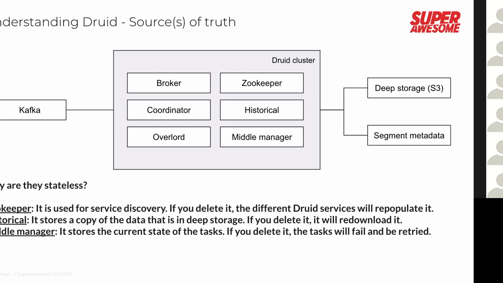Okay, so this is under normal Druid operations. If you assume that you have some segments and data has been indexed, you know that you can at any point in time delete any Druid service, including its data on disk, and Druid will recover. But there's another thing to take into account, which is the indexing.